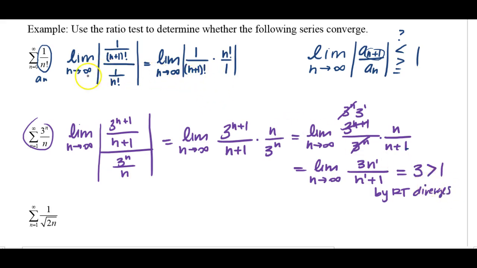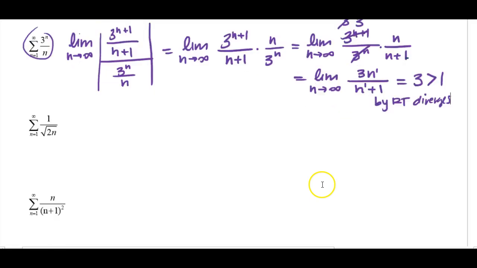So now we've had an example of one where we're using the ratio test to determine convergence, and then this next example we have divergence. So now let's take a look at the third example.